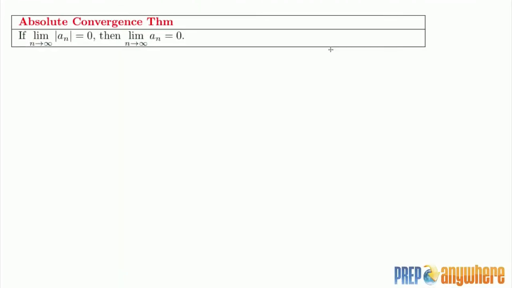Okay, the next theorem I'm going to talk about is the absolute convergence theorem. We have, if the limit as n approaches infinity of the absolute value of a_n is approaching 0, then a_n is also approaching 0. So they're referring to a_n, which can potentially fluctuate between plus values and minus values.